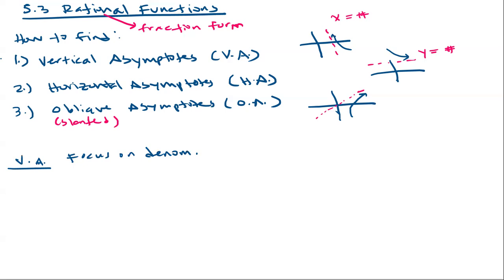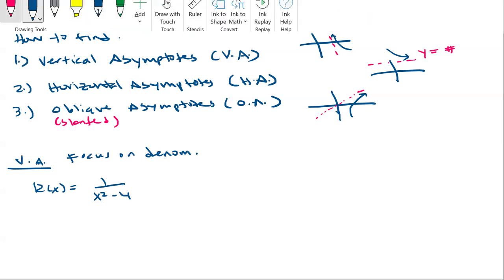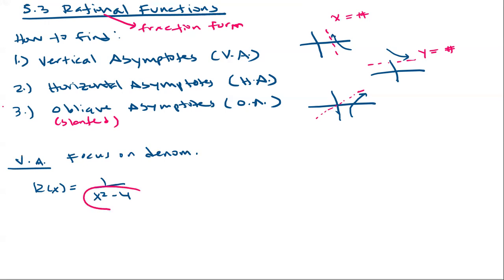Let's say we have r of x is equal to 1 over x squared minus 4. If I want to find the vertical asymptotes, I focus on the denominator. I take the denominator, pull it out, and set it equal to 0. Then I solve. I add 4 to both sides, which gives me x squared equals 4. Then I take the square root on both sides, which gives me x is equal to plus or minus 2.